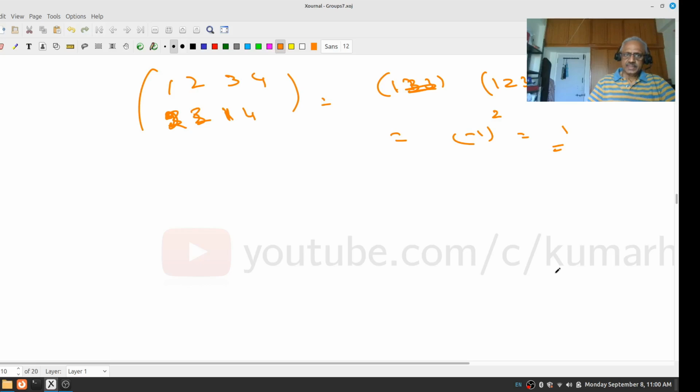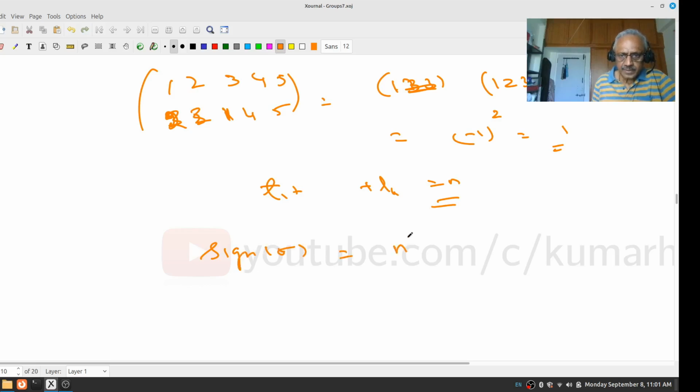You understand that? Or if there is a fixed point 5, then I will write it as (5) only. Otherwise, if you leave it out, then I'll have a problem, right? So I am considering it as a cycle of length 1. Therefore, the sum of the lengths L1 through Lk equals n. Okay, so please understand. Therefore, the sign of sigma is minus 1 to the power n minus k, where k is the number of cycles.